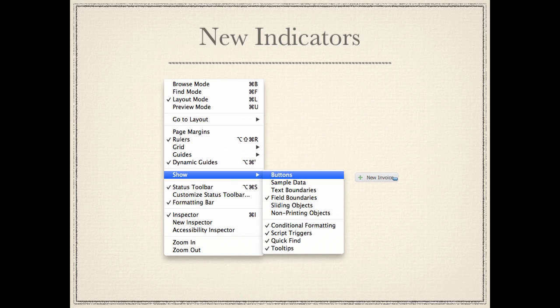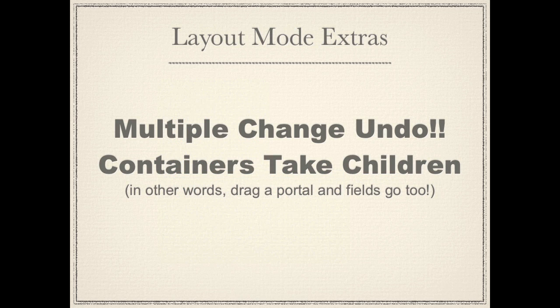Now, when it comes to layout mode extras, here are a few things. Multiple change undo. That means when you're in layout mode and designing your layout, for however many things you do before you exit layout mode, you can continue to hit Command or Control Z and it will simply go back that many times. It also applies when you are in browse mode within text fields, but as soon as you exit or commit, all of that history is then lost.